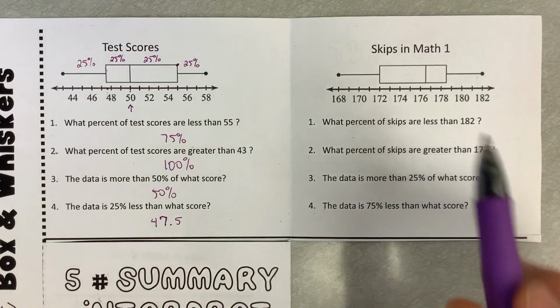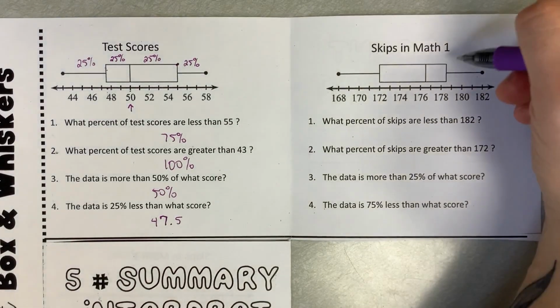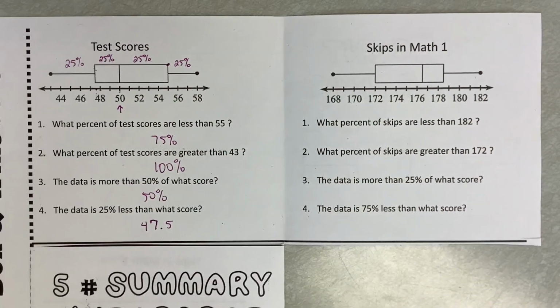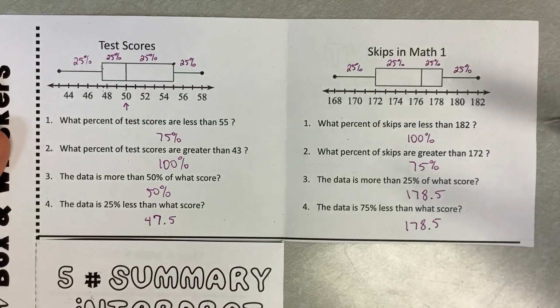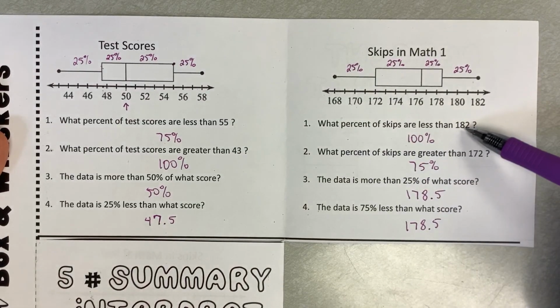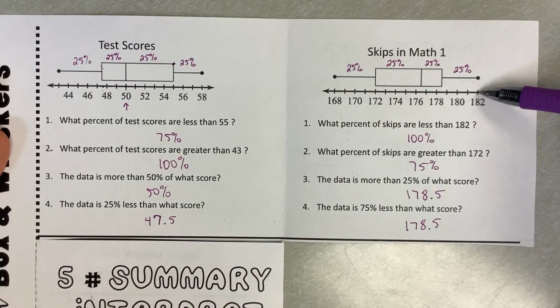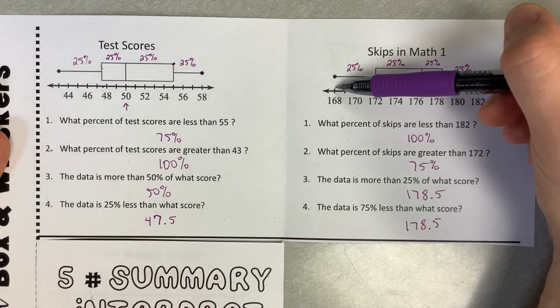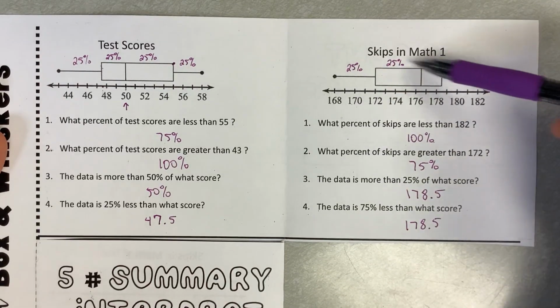I want you guys right now to try this problem. It's got a new box and whisker plot. Go for it. And now, again, we have our 25%. I labeled them, and we're just gonna go through here. What percent of skips are less than 182? Well, 182 is here. Less than is going to the left. So I'm going to go through 1, 2, 3, 4, all 4 sections to get to the left side of my data. That's 100%, 25, 50, 75, 100.